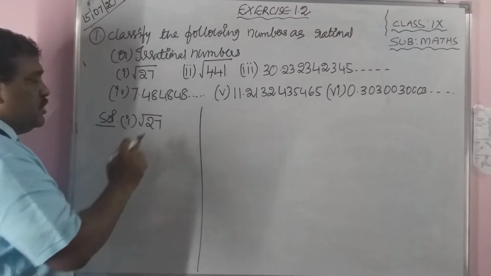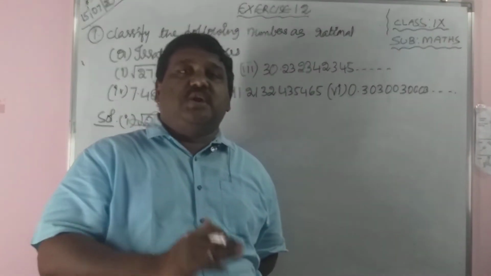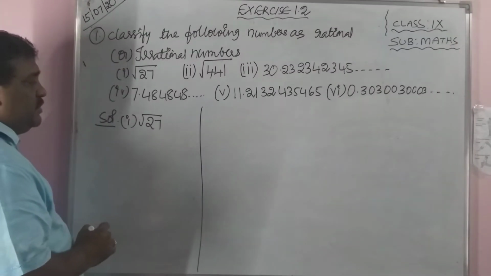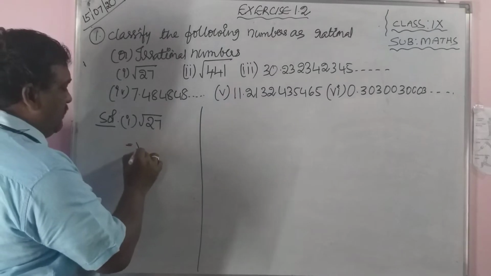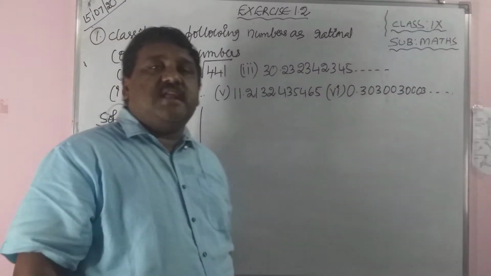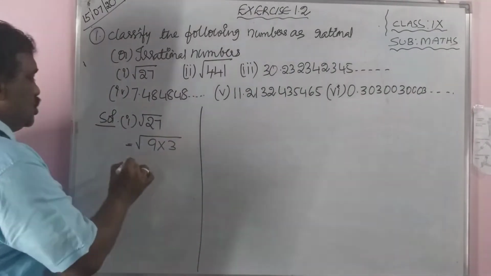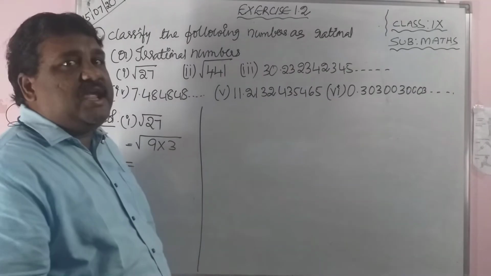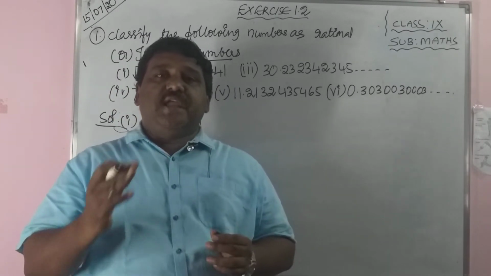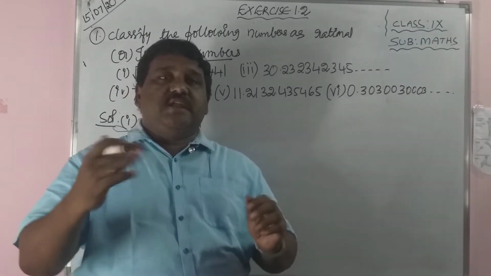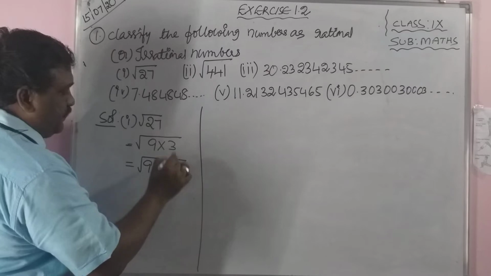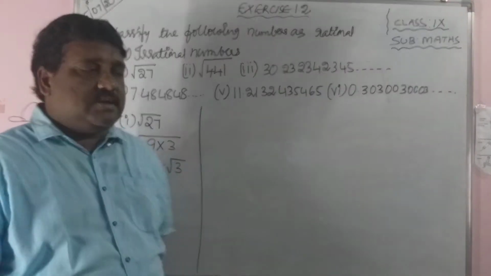See the first problem, root 27. What is root 27, a rational number or an irrational number? How to write 27? Root 9 into 3, since 9 threes are 27. You know one property: root of a into b equals root a into root b. So root 9 into root 3.